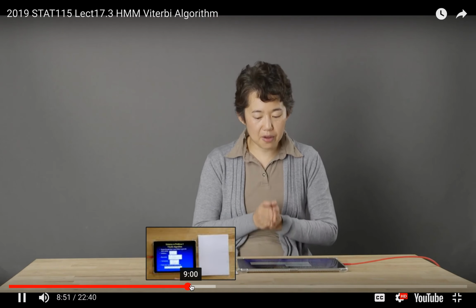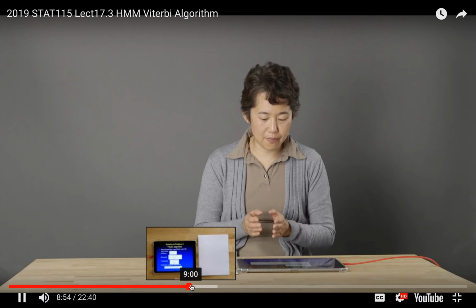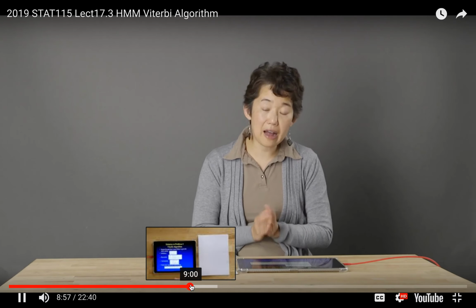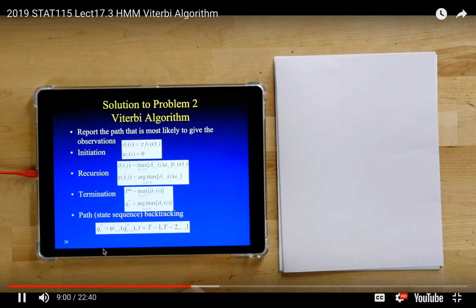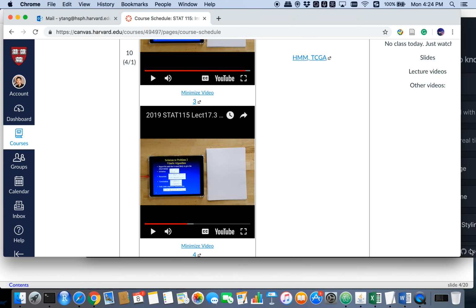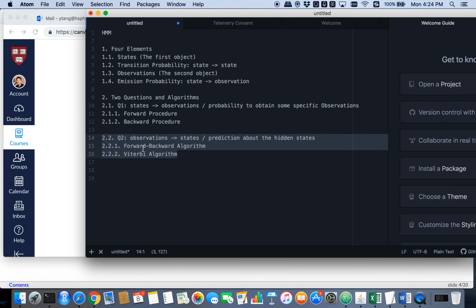In addition, at every coin flip, we have a probability estimate of whether this is a fair or biased coin, so you know how confident that guess is. Remember, in the previous problem 1, we had 2 solutions. One was the forward procedure, and the other was the backward procedure. Okay, so until now we have introduced the first method to solve the second type of question, which is the forward-backward algorithm.